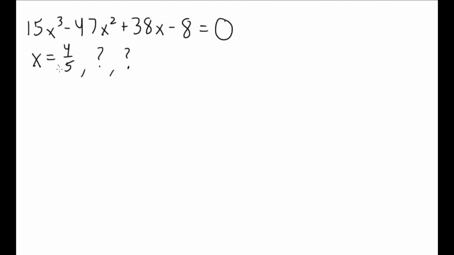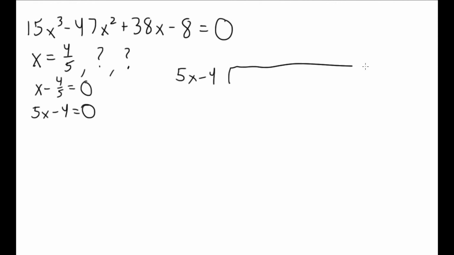First thing we have to do is create a term out of this root of x equals 4/5. So if x equals 4/5, x minus 4/5 will be 0. And now we multiply to get rid of the denominator. So 5x minus 4, that's the term we're going to be dividing this whole thing by. Okay, this is kind of a long one, so let's go through it.